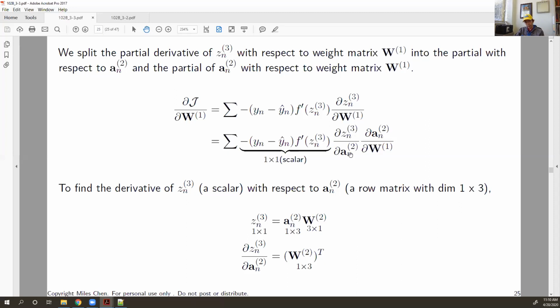So how does Z3 change with respect to A2? Well, Z3 is the result of A2 times W2. Therefore, the derivative of Z3 with respect to A2, or the gradient of Z3 with respect to A2, is W2 transpose.